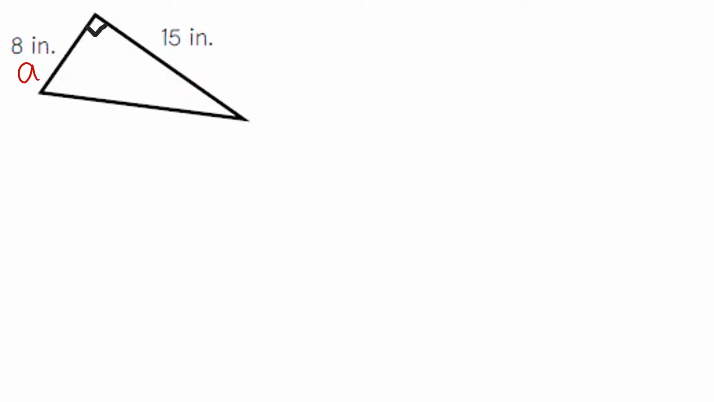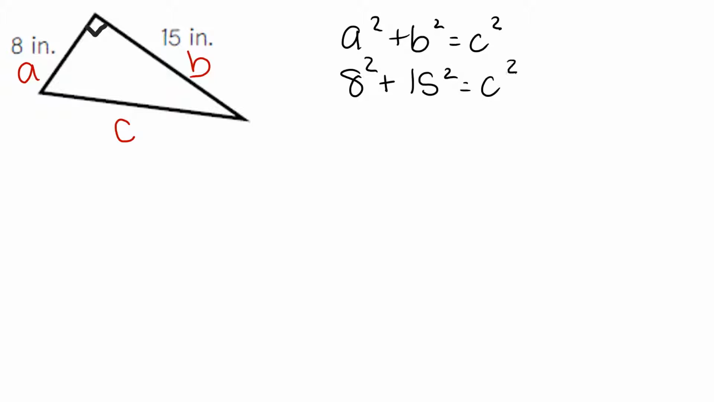Again, we go ahead and label the edges of our triangle, label the longest side C for the hypotenuse, and plug in our values to the Pythagorean theorem. A squared plus b squared equals c squared. A is 8, b is 15, c is unknown. 8 squared is 64, 15 squared is 225.